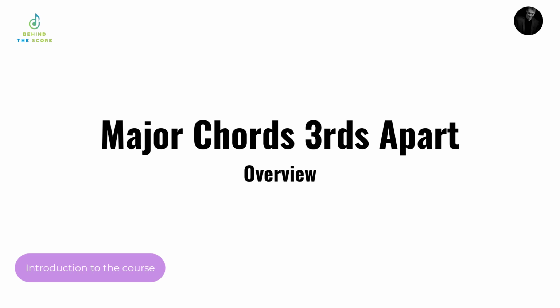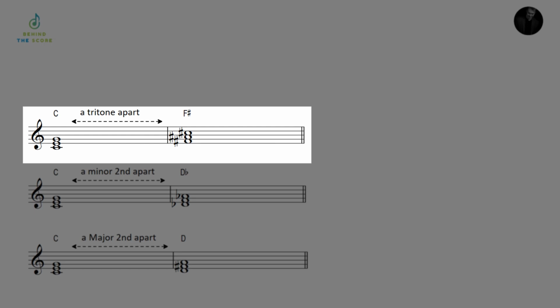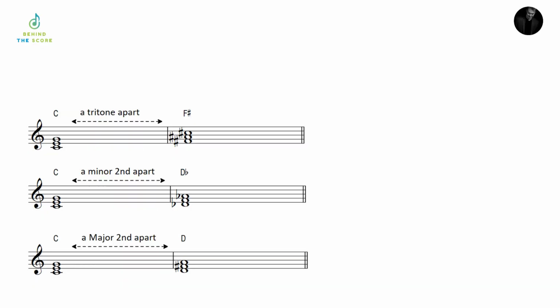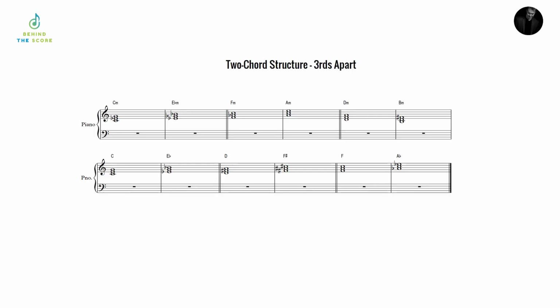So, if you've been following all of our previous lessons, you'll already have a good understanding of what the two-chord structure is, and also how we use various two-chord structures to instantly create the mood that we need. The intervals that we've studied so far include a tritone, a minor second, and a major second. And from here until the end of this course, we will be looking at our last two-chord structure, which is two chords separated by a third.